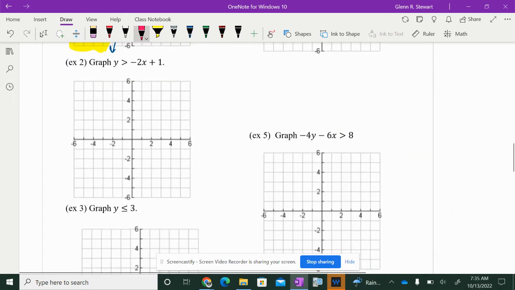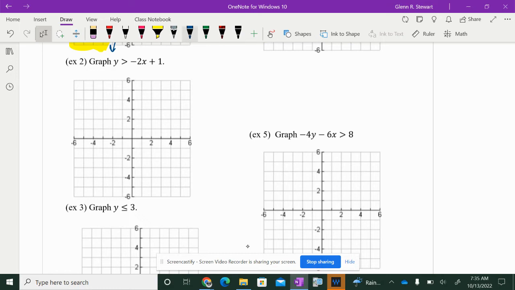Take a look at example number 2. Again, start at your y-intercept, so 1, and then in this case I'm going to go down 2 and right 1 because of the slope, or up 2 and left 1. Now, if you take a look at my sign, there's no solid line underneath, so I'm going to create a dashed line to show that there's no equality. And then it says shade above. Shade above is what I'm going to do.